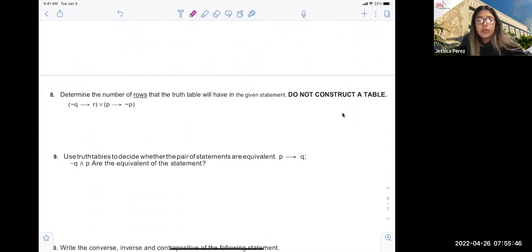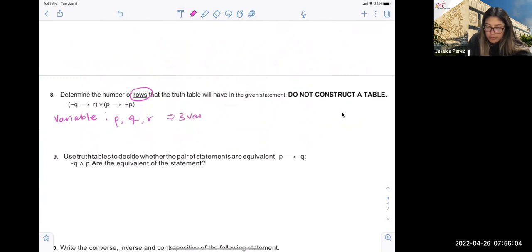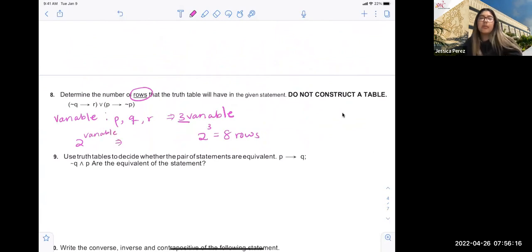Now, number 8, determine the number of rows that the truth table will have. Do not construct a truth table. So what you're looking at, the number of rows are in terms of variables. How many variables do you see? I see P, I see Q, and I see R. That's 3 variables. So how many rows? Well, that's 2 to the third, which is 8 rows. So it's always 2 to the variable power. So we have 3 variables, 2 to the 3. We have 4 variables, 5 variables, 6 variables. All I want you to do is tell me the number. Do not construct a truth table. So this is 8 rows.